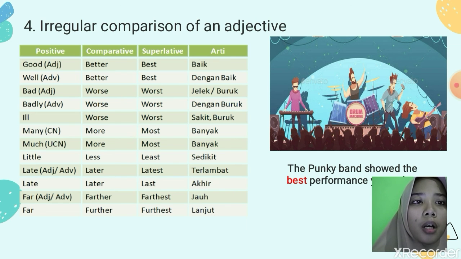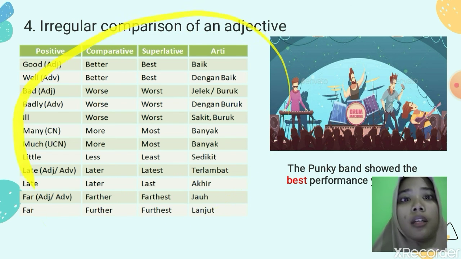So in adjective, there are some adjectives that have different forms of comparative and superlative, and here are the examples.